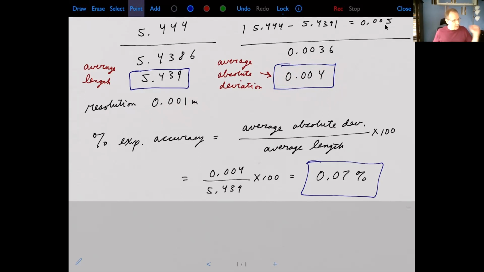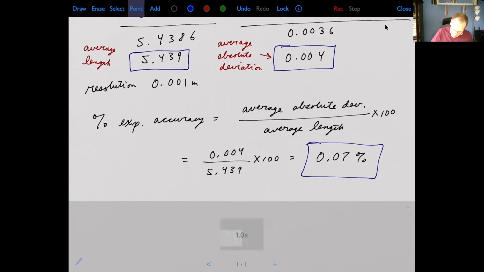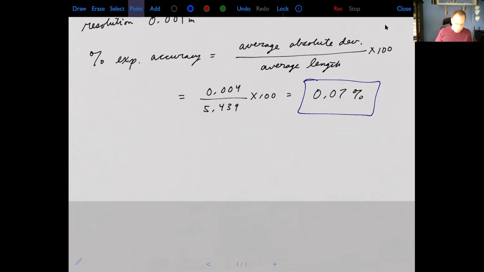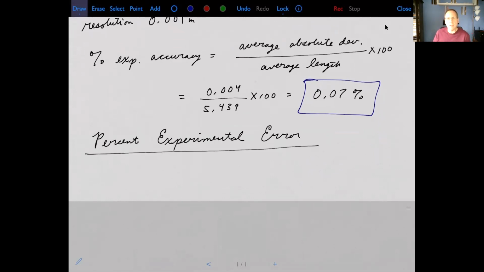Okay, the next thing I want to review is percent experimental error. This is sort of the easier one. So percent experimental error. So you compute this when you want to compare an experimental value to an accepted predicted gold standard value, right?